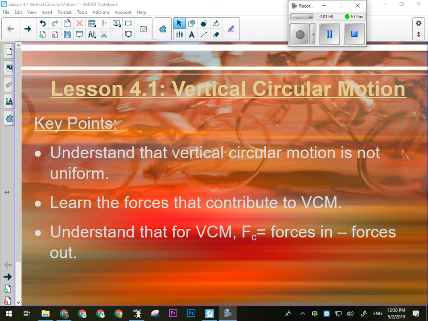And as a result, that's where you feel the heaviest. You aren't any heavier at the bottom than you are at the top, obviously, but you feel a lot heavier at the bottom. Everyone okay with that idea?